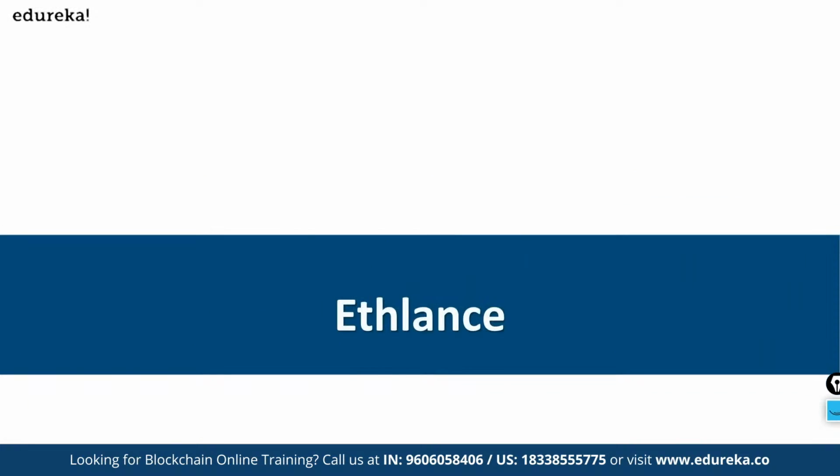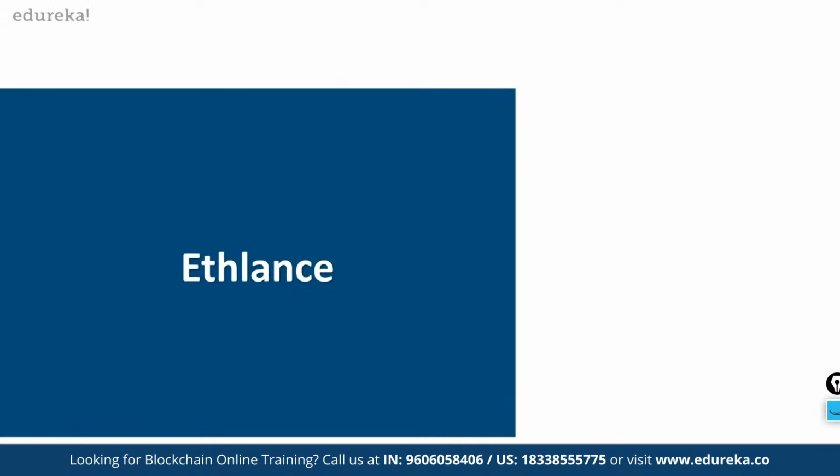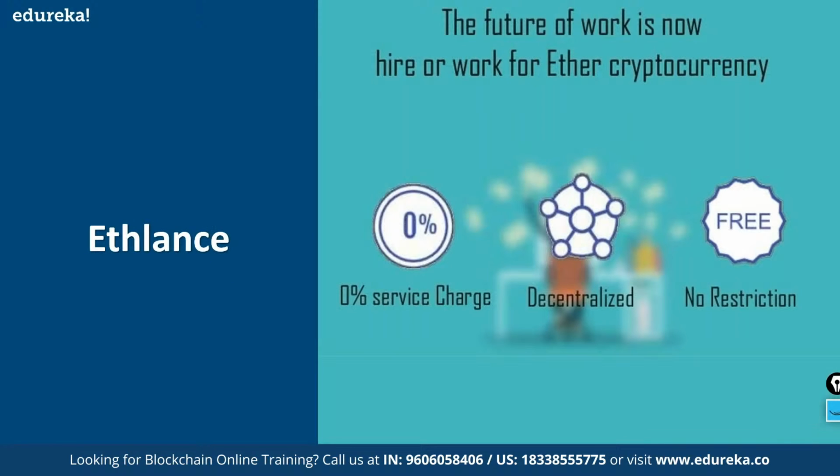Okay, and then the last application for today is EBLANCE. EBLANCE is probably more like if you want to get some job or if you want to do some freelancing work, then you can go ahead and try to use this EBLANCE. So here you will be having a 0% service charge. Everything is decentralized, and then it's free, so you don't need to pay anything.